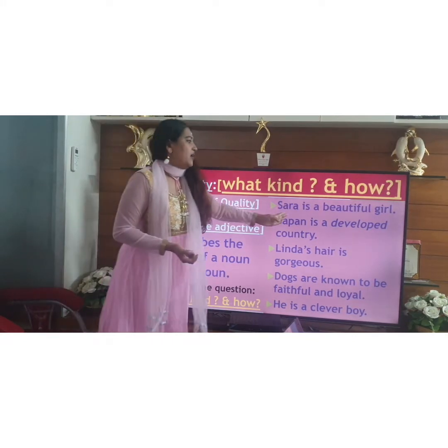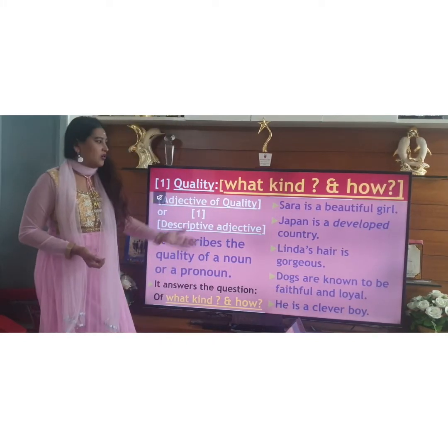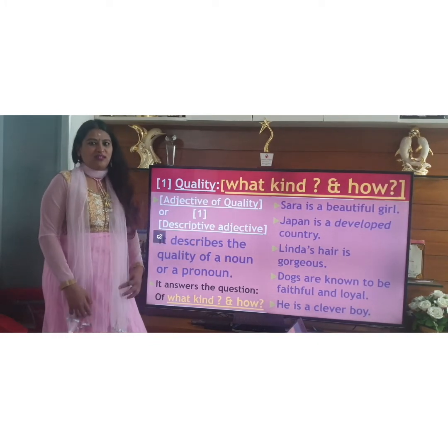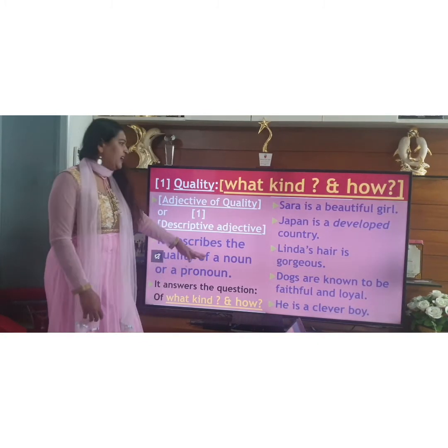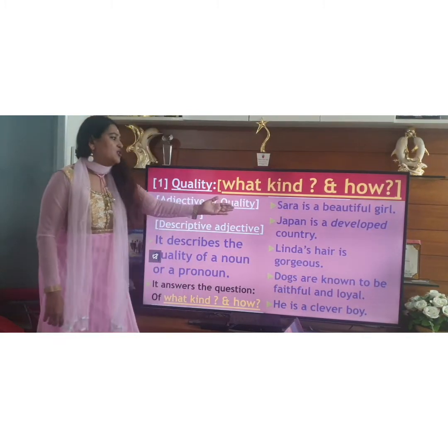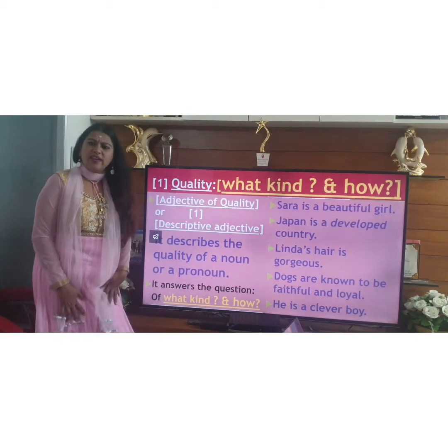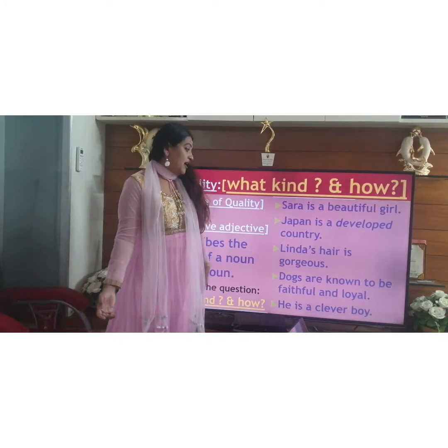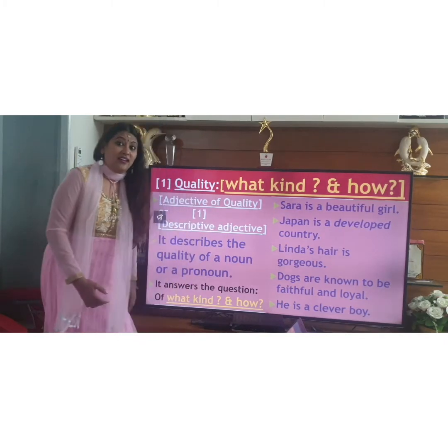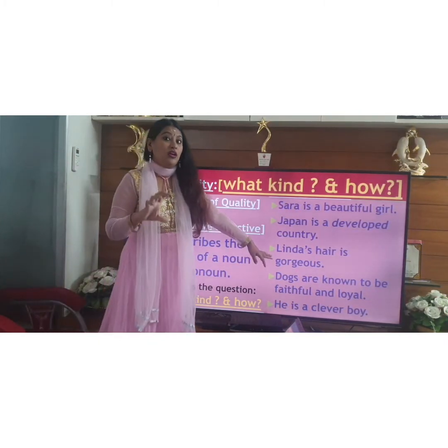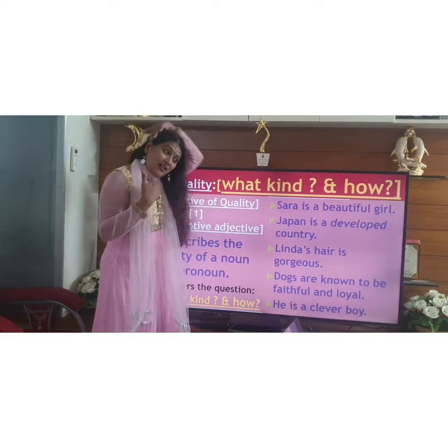Okay, Sarah is a beautiful girl. It talks about Sarah, right? How is Sarah? She's a beautiful girl. What sort of girl is Sarah? She's a beautiful girl, right? Japan is a developed country. What kind of country is Japan? It's a developed country. Linda has gorgeous hair. Here we are talking about the quality of her hair, right?